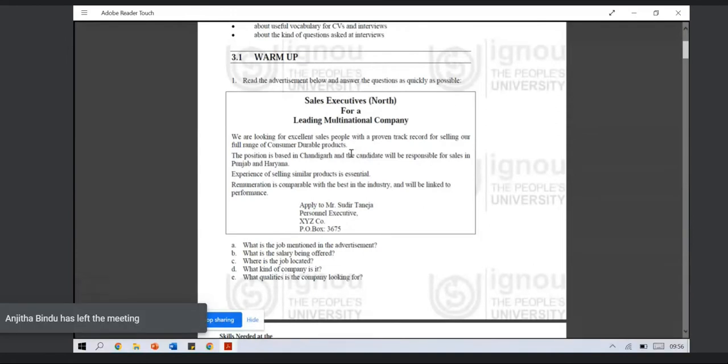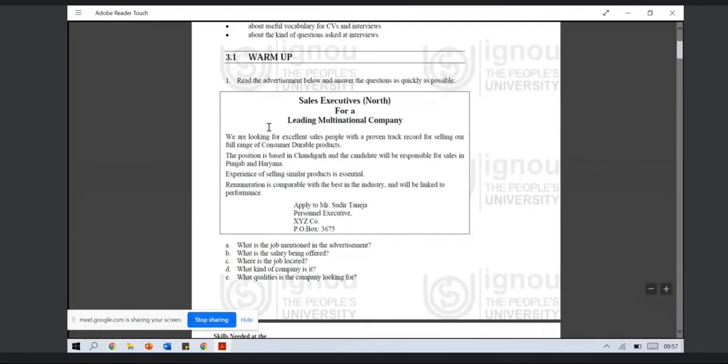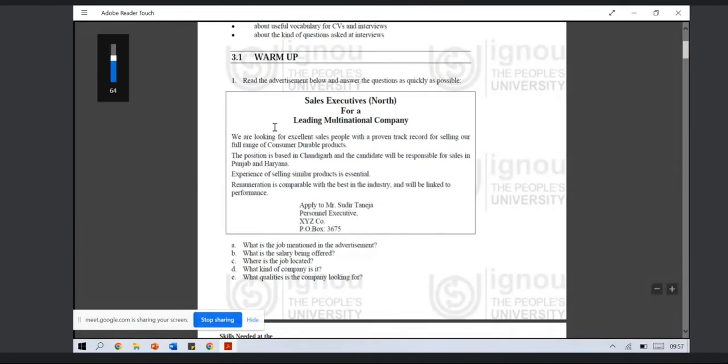Okay. This is also a vacancy, one of the examples of a vacancy announcement. This is a sales executive post for a leading multinational company. Okay, this is a vacancy.